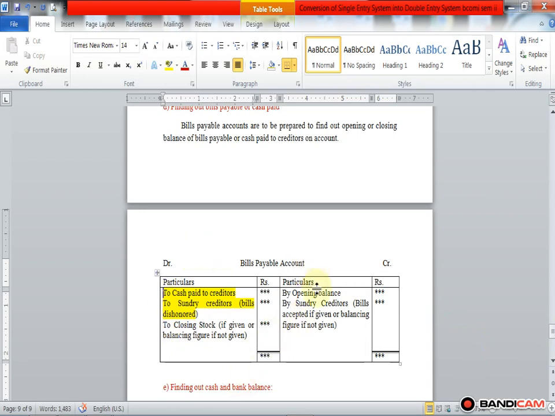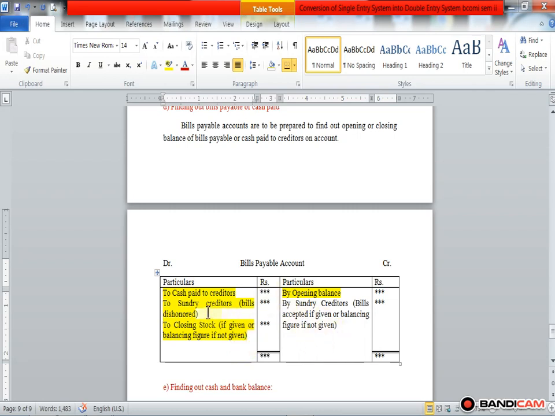First of all, we transfer the opening balance, and bills payable is always our liability. So a liability has a credit balance. The opening balance of a liability is transferred to the credit side of that particular account. The closing balance is transferred to the debit side of the bills payable account if given. If not given, then the balancing figure is our closing balance of bills payable.